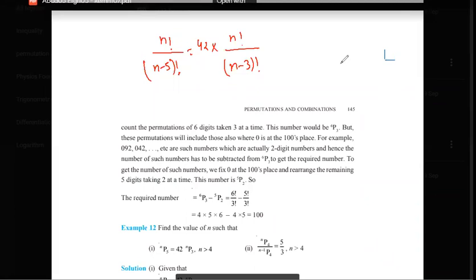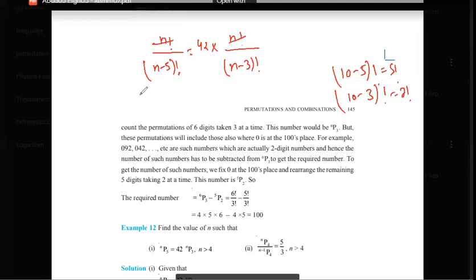See, if you ever get confused, take n equal to something. n is equal to 10. So 10 minus 5 is equal to 5 factorial. 10 minus 3 is equal to 7 factorial. So obviously, which is bigger? 10 minus 3 is bigger. Yes? Very good. So n factorial cancels.